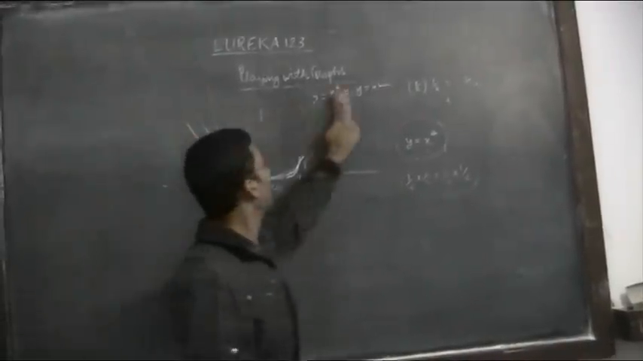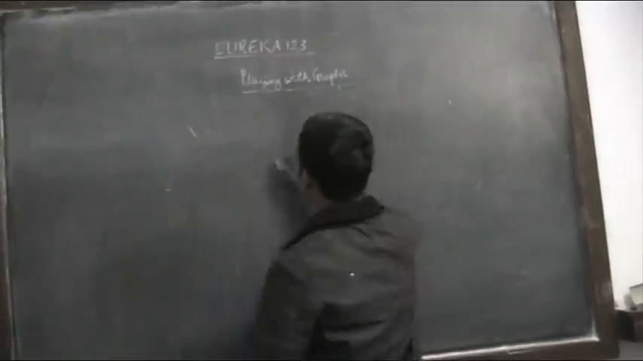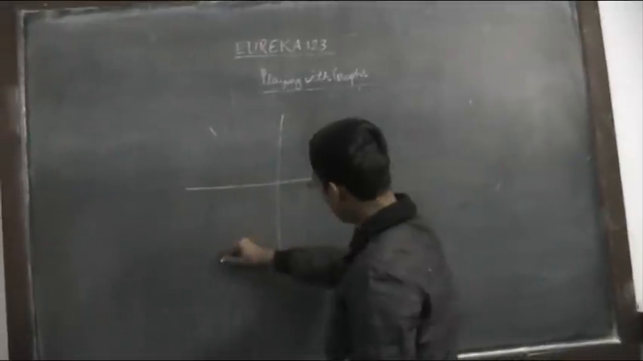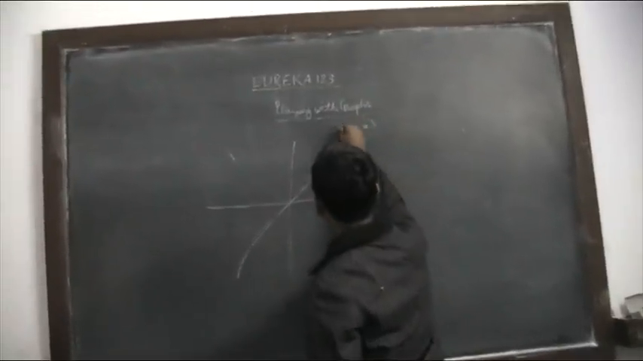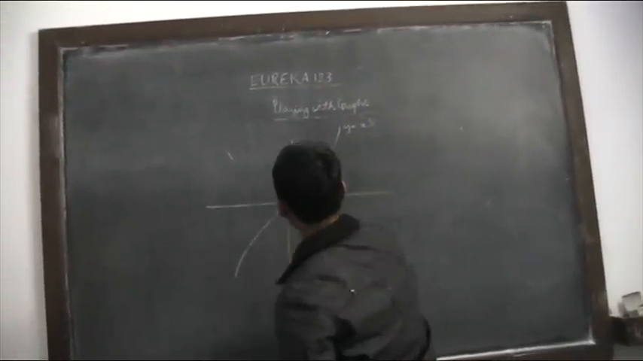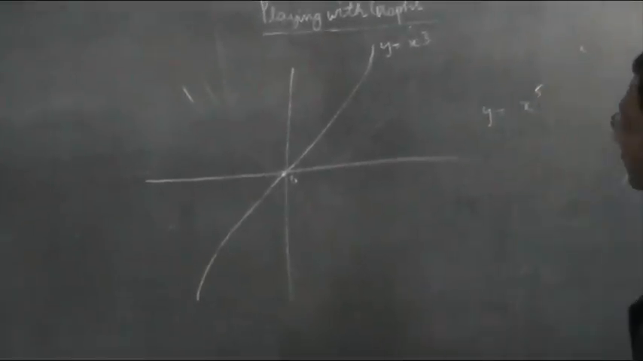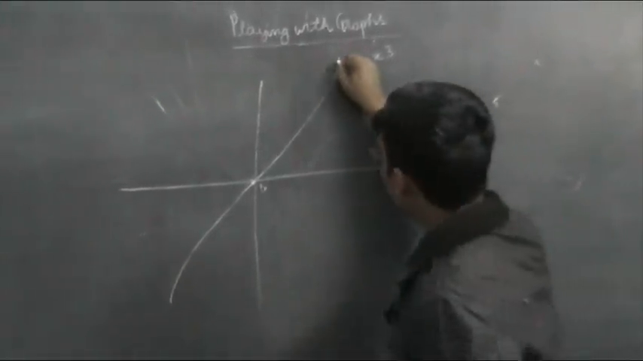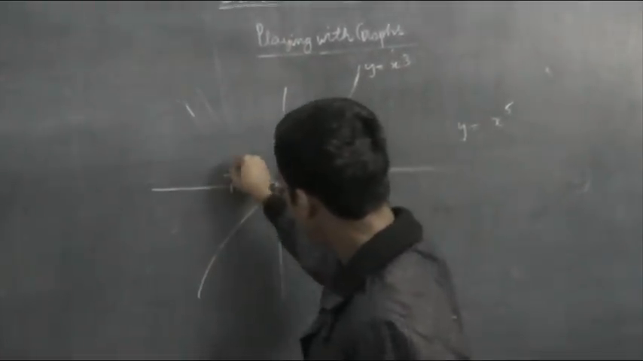Now, odd powers, y equals x cubed. This is y equals x cubed, passing through the origin. Now we have to draw y equals x to the power 5. So, this is 1, this is minus 1.